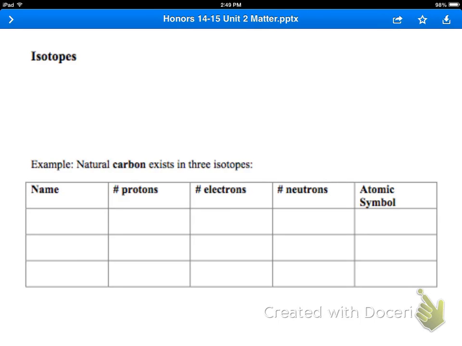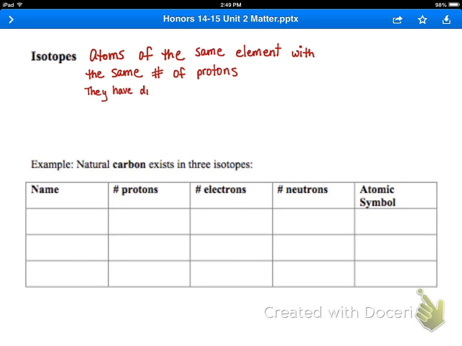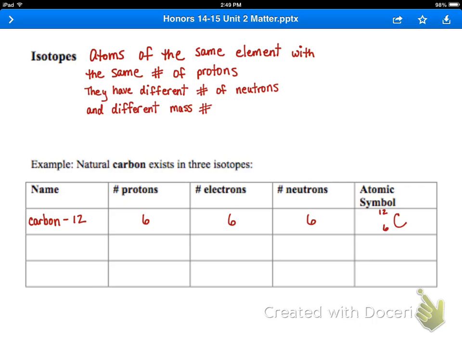So, isotopes. Isotopes are atoms of the same element that have the same number of protons, but they have different numbers of neutrons. So they are the same element, but they have different masses because they have different numbers of neutrons. So here are examples of carbon isotopes. Carbon has 3 natural isotopes.